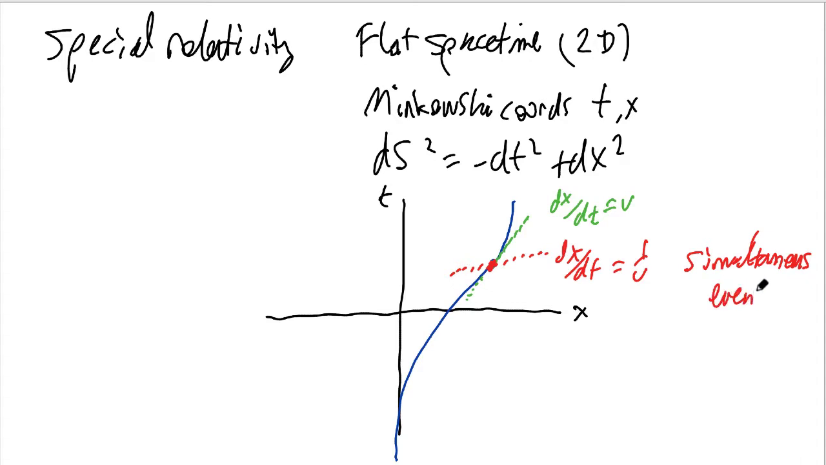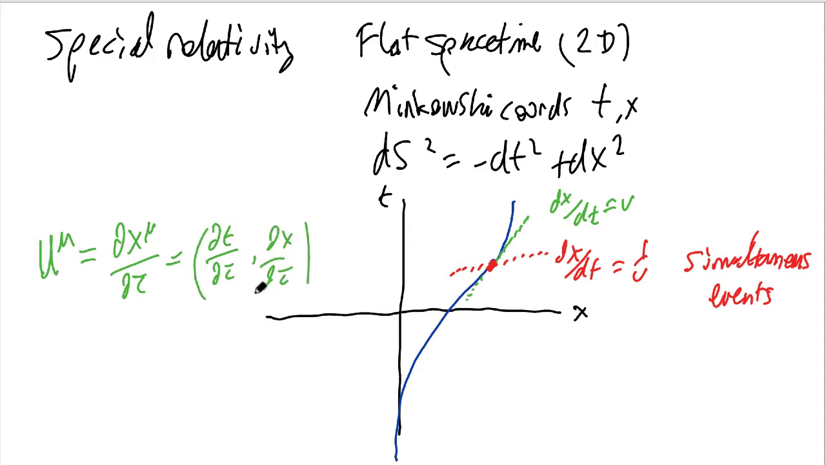So these are the simultaneous events, simultaneous with one another. So let's look at this world line, dx/dt. What is the forward velocity of such a world line? Well, remember the forward velocity is ∂x^μ/∂τ. So the two components are ∂t/∂τ and ∂x/∂τ.